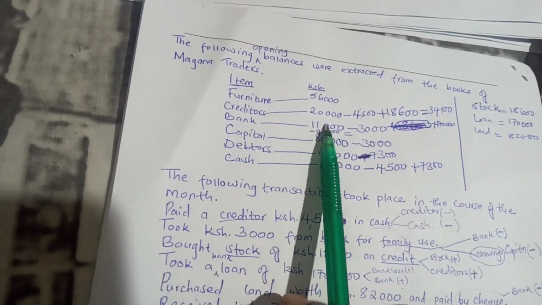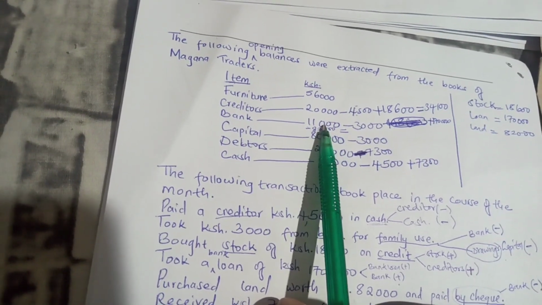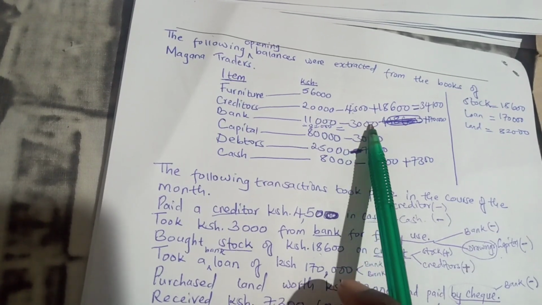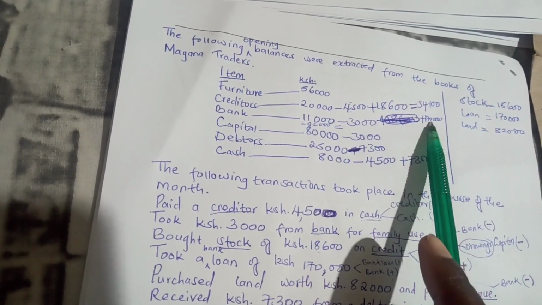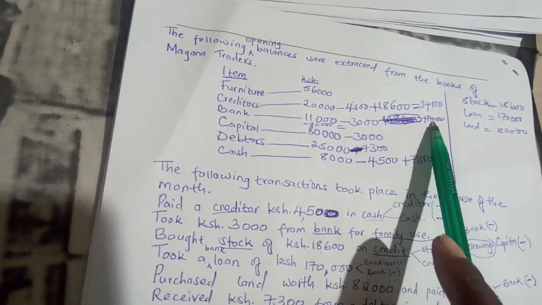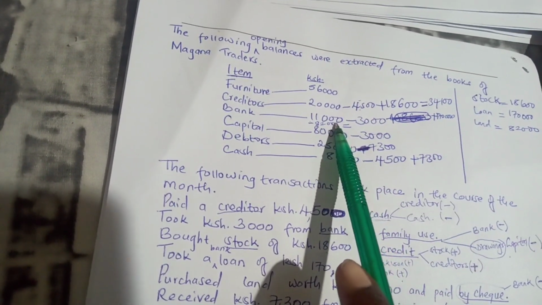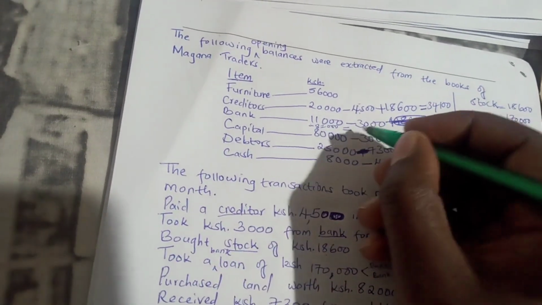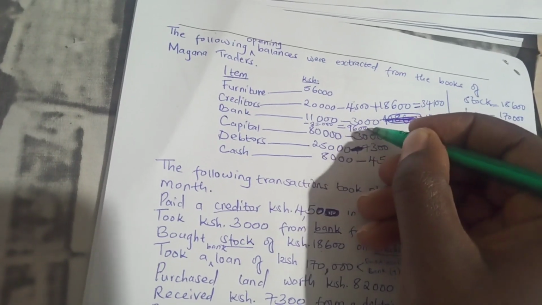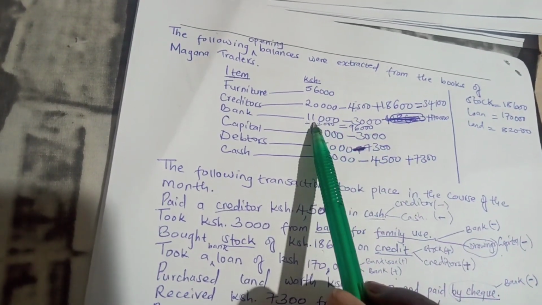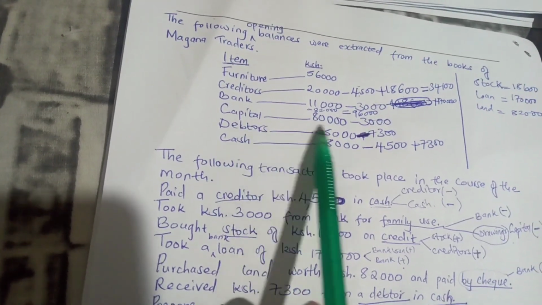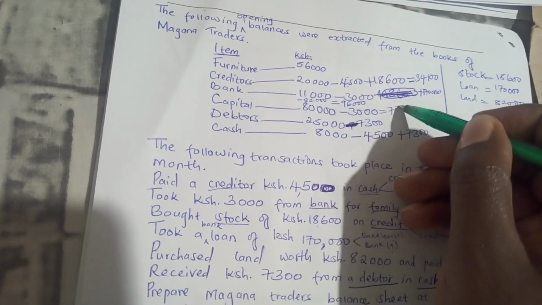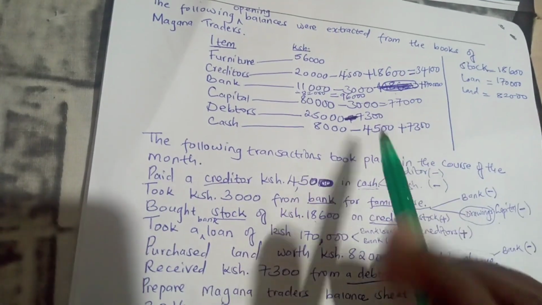Then we have bank, 11,000 minus 3,000 plus 170,000 minus 82,000 to give us a total of 96,000. Then next is capital, 80,000 minus 3,000. This gives us a total of 77,000.